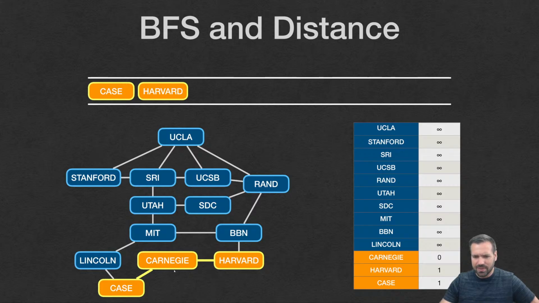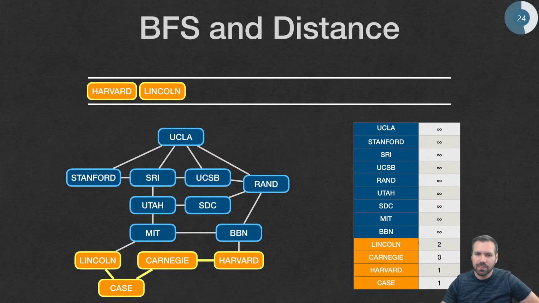We already checked all the neighbors of Carnegie, so we get back to the top of our loop. The queue is not empty, so we go through the loop again. We dequeue and look at all the neighbors of Case. We look at Lincoln, and we see that Lincoln has not been explored, so we enqueue it, mark it as explored, and set its distance equal to Case's distance plus 1. So we set Lincoln's distance equal to 2.